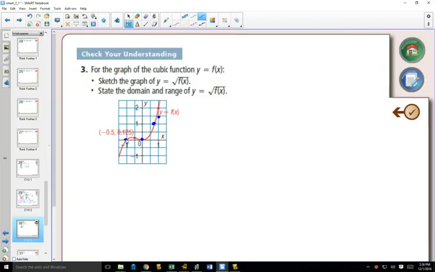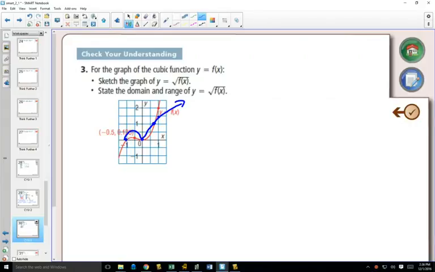The next thing is between 0 and 1, your graph is going to be above, and after 1, it's going to be below. So what is that going to look like? That means here it's going to be above, and then it's going to be below.